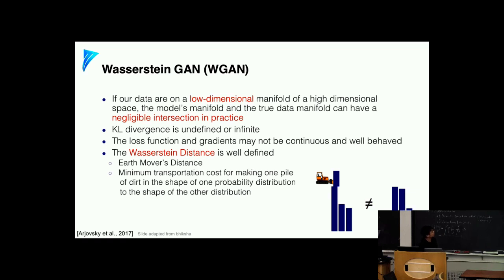So the intuition is that now that KL divergence is undefined, we can always find a different measure. KL divergence is a distance measure between two distributions, so here we can use a different distance measure between distributions, and here comes the Wasserstein distance, which is also called Earth mover's distance. This is because this distance basically measures the minimum transportation cost of making one pile of dirt in the shape of one probability distribution into the shape of the other distribution. So basically, we want to measure the difference between these two distributions by transporting the probability assignment from this x to the other x. So this is another distance measure between two distributions.